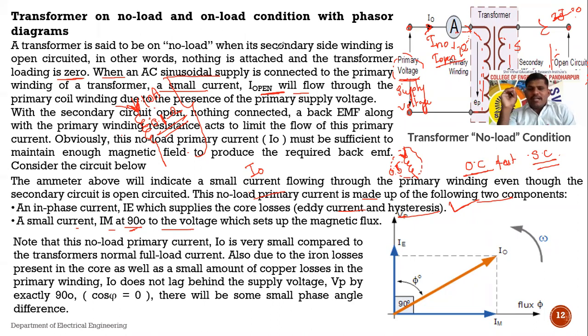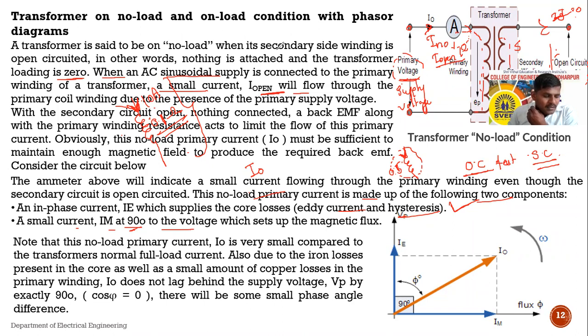Yes, sir. So that means to overcome these losses, the no load current is divided into two components. One component is used to overcome the iron loss and other losses like eddy current and hysteresis loss, and another component is in 90-degree phase with the supply voltage, and it is used to overcome the copper losses present in the primary winding. Only the copper loss present in the primary winding.